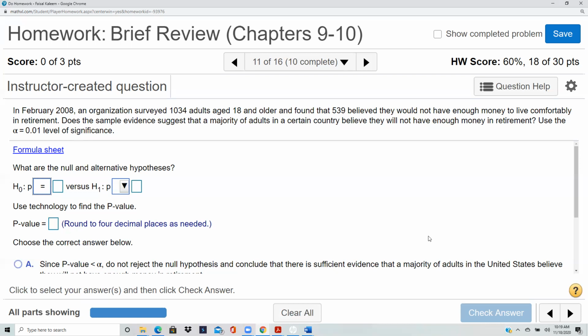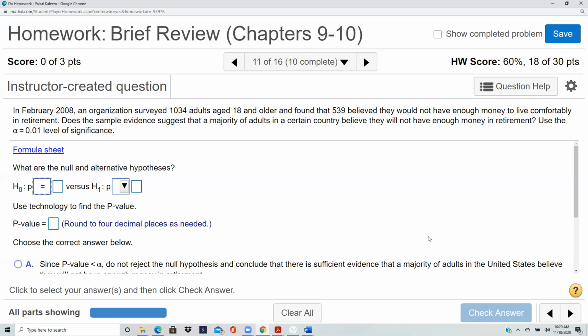Does the sample evidence suggest that a majority of adults, so we would put the number of adults? No. I don't know. It's just one word. No matter what the context is, that one word will tell you what number to put. Sample? So, what number comes into mind when you think of that?